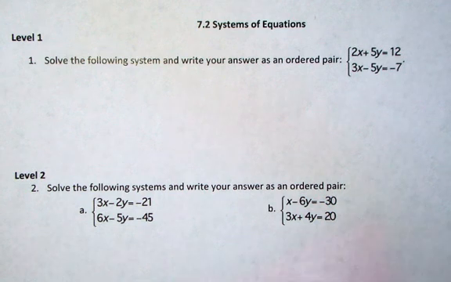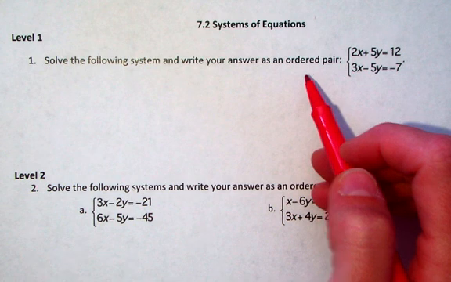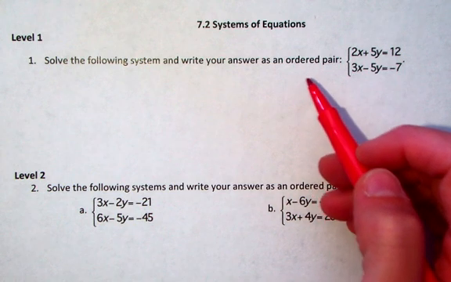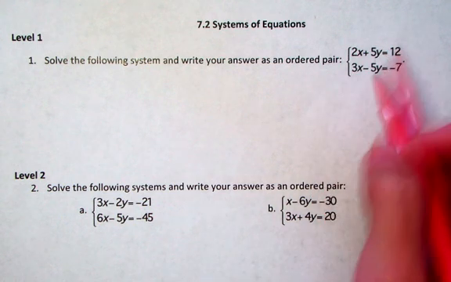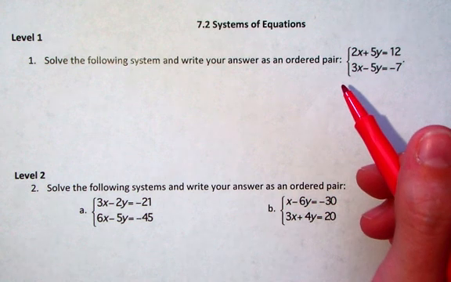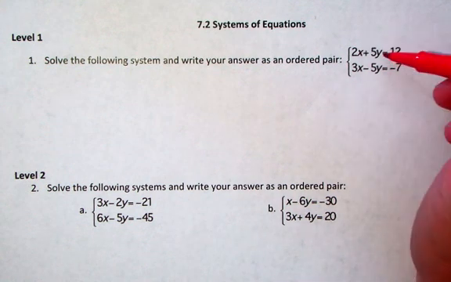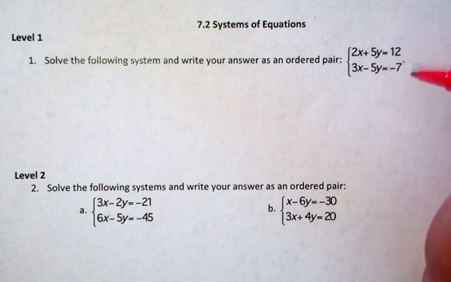Our goal here is to solve the following system, and we're going to write our solution as an ordered pair. And if you remember, if you have two lines, the intersection of them is the solution. It's the point x, y that makes both of the equations true at the same time.